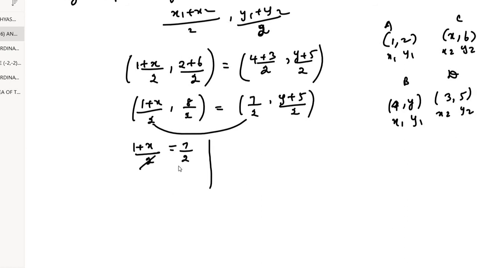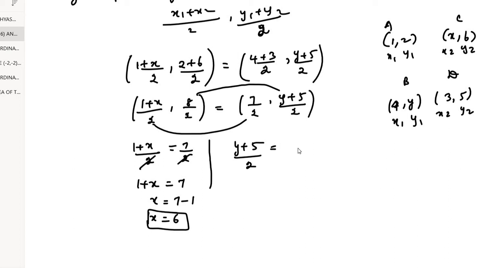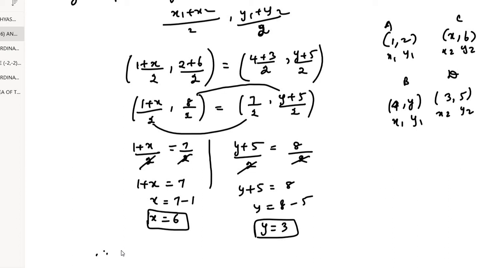I can cancel 2 and 2. So I'll be getting 1 plus x is equal to 7. x is equal to 7 minus 1. x is equal to 6. The same thing here: (y plus 5) by 2 and 8 by 2 I can equate. When I cancel the 2, then y plus 5 is equal to 8. y is equal to 8 minus 5. Then I'll get y is equal to 3. Therefore, x is equal to 6 and y is equal to 3. Now we have found the values of x and y.